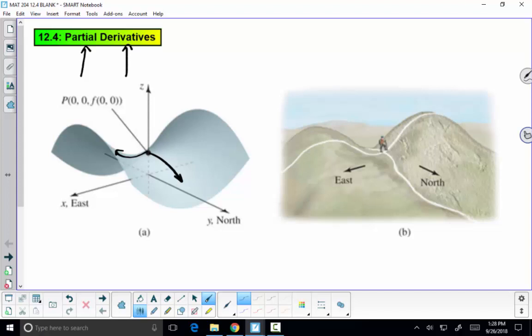So when you're standing on a surface, there's 360 degrees you can walk. If you walk in the positive x direction, the slope in that direction is going to be called the partial derivative of f with respect to x.